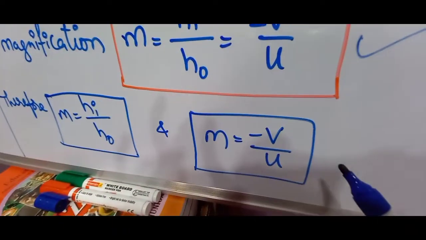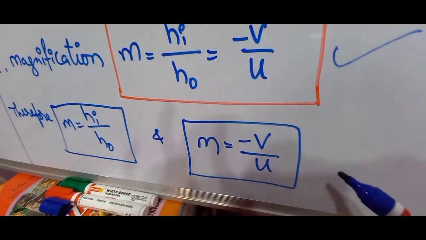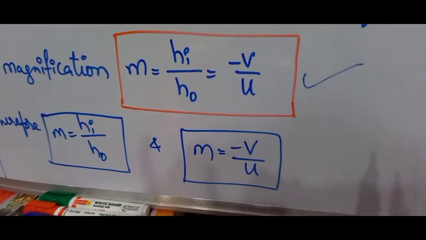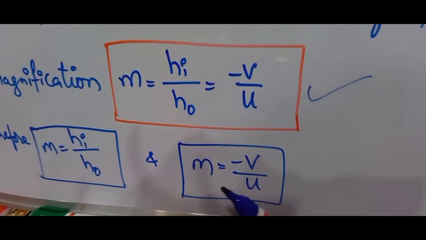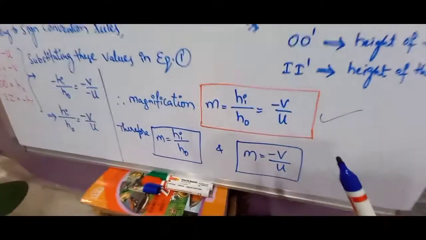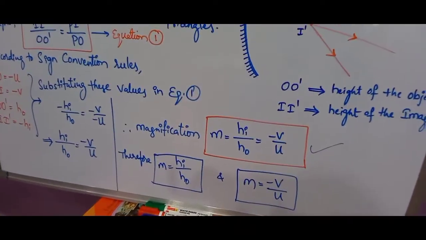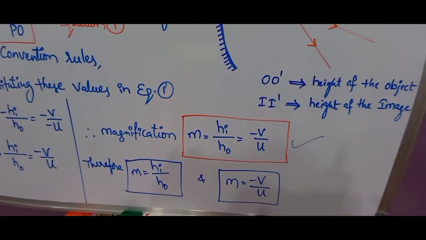This magnification can also be expressed in terms of the object distance and the image distance, as we have already seen. So magnification can be expressed as m is equal to minus v by u. Okay children, this is about the magnification formula. Wherever we use the magnification formula or the mirror formula, we have to use the sign convention in every situation.